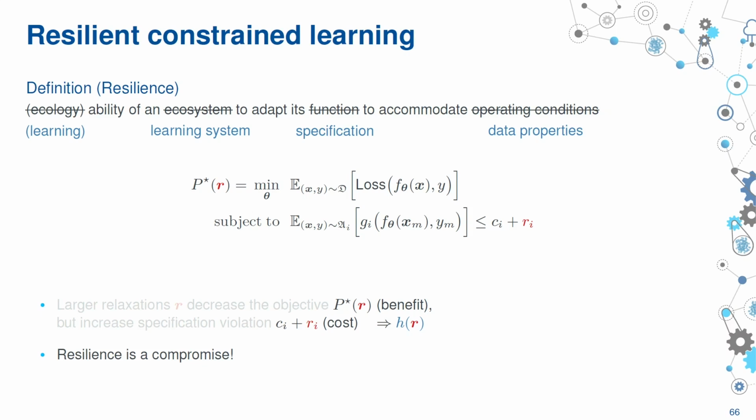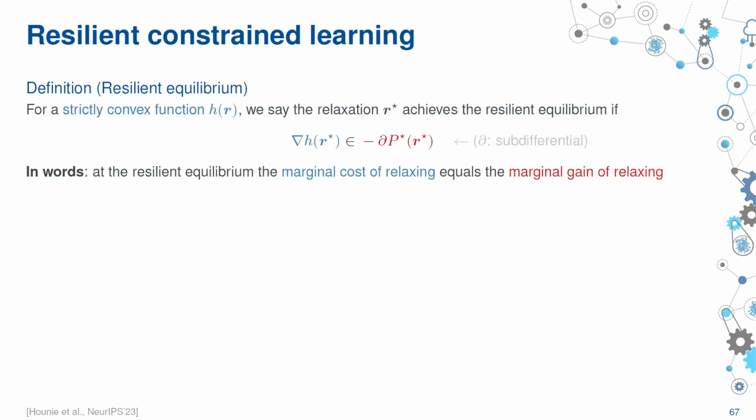And when you have to settle a trade-off, you can say, well, the benefit is how much I improve my objective. The cost, well, I am going to define that by a function h of r, and I am going to say that the resilient equilibrium is the point at which the marginal costs and benefits of the relaxation are equal.